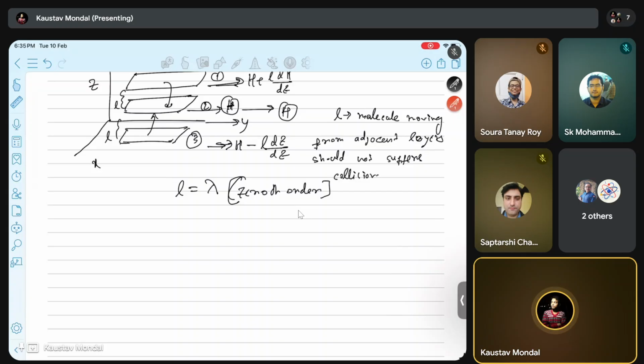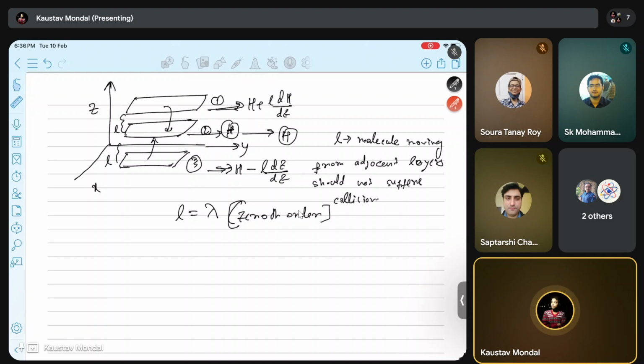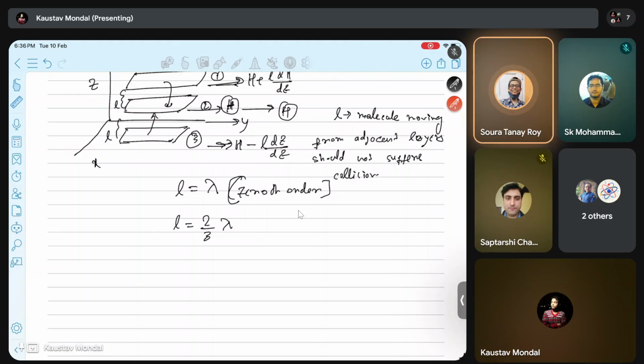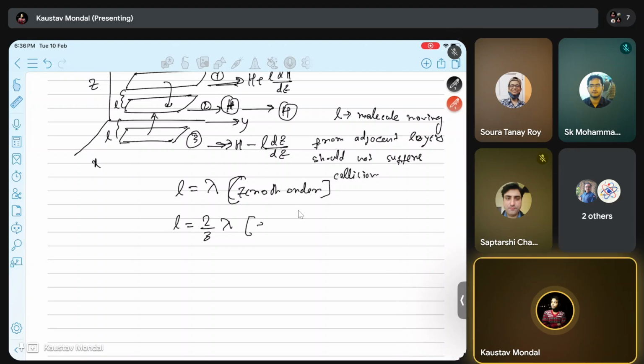Now if you consider complexity in the system, by considering the average number of molecules that will flow from one layer to another without suffering a collision, and do the averaging, the expression will come as L equal to 2/3 lambda. So this is the correction. Yeah, this is first order, second order.